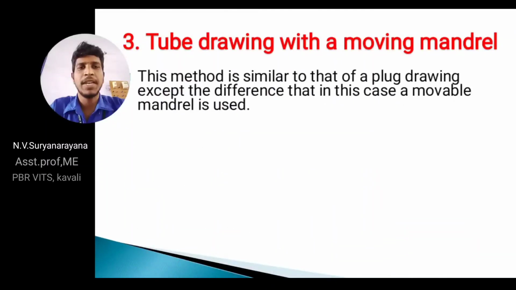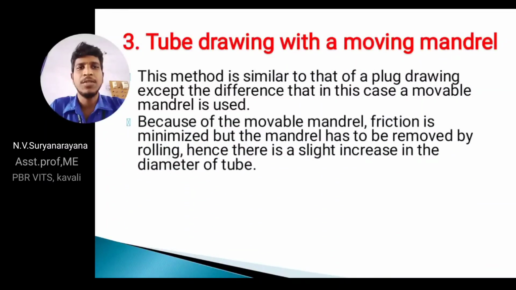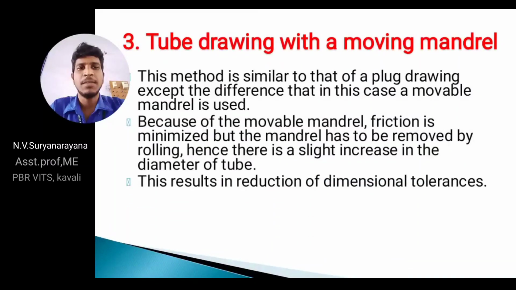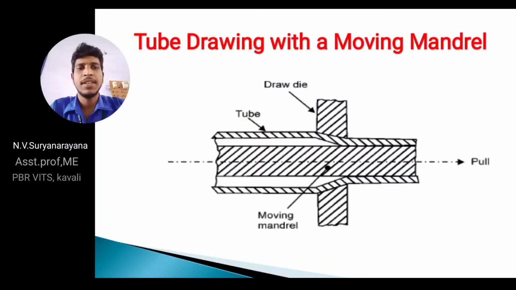Tube drawing with a moving mandrel. This method is similar to plug drawing, except that in tube drawing with a fixed plug or floating plug there is no mandrel, but in this one a mandrel is used. Because of the moving mandrel, friction is minimized, but the mandrel has to be removed by a rolling process. Hence, there is a slight increase in the diameter of the tube. This results in a reduction of dimensional tolerances. This is the figure for the moving mandrel. The central one is the moving mandrel.